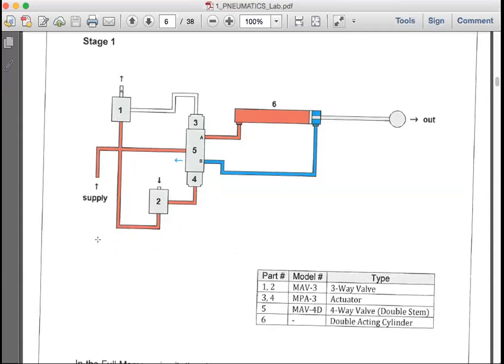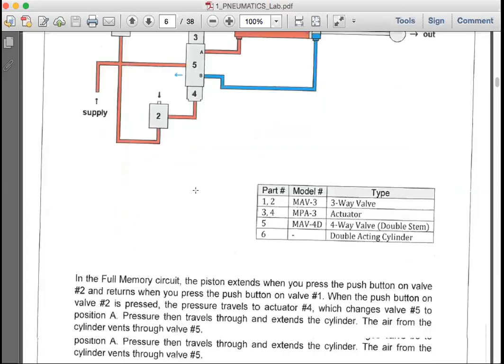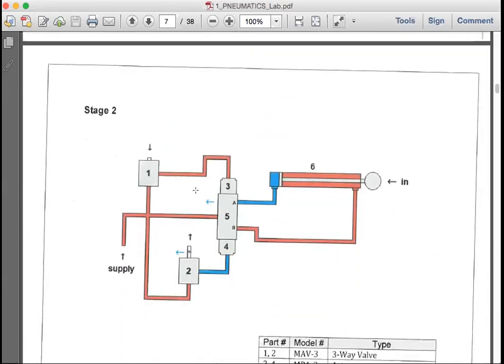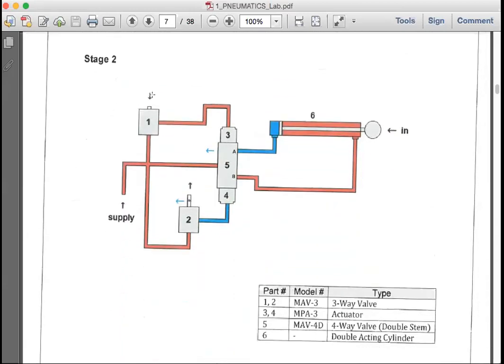So you see this hose is all red because it's pressurized all the time. There's no way to depressurize it, as seen on our diagram. And if you press the push button at the beginning, this moves the stem up and the piston extends. So valve number 2 is responsible for extension.